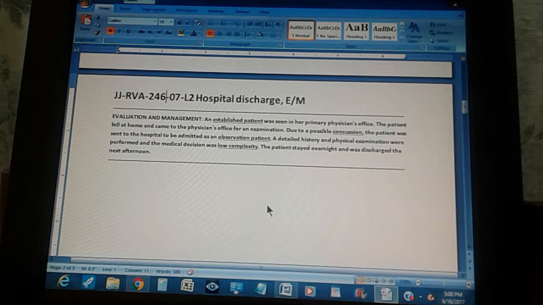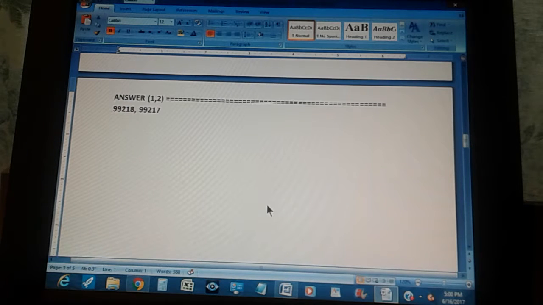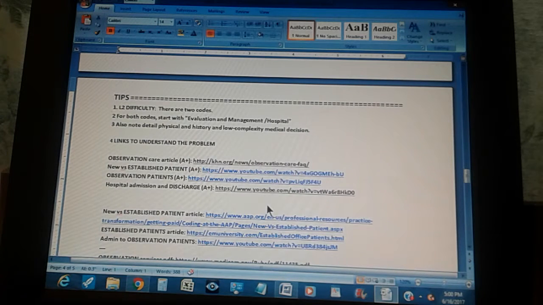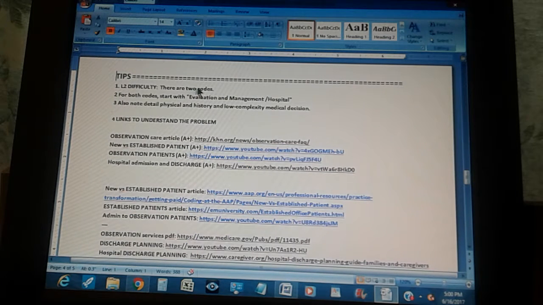1, 2, 3. Okay, the answer is 2 codes, 99218 and 99217. You got that? If you got it, congratulations. If you didn't get it, let's give you a couple of tips. First tip. Level 2 difficulty. There are 2 codes, that's why we consider it a level 2.